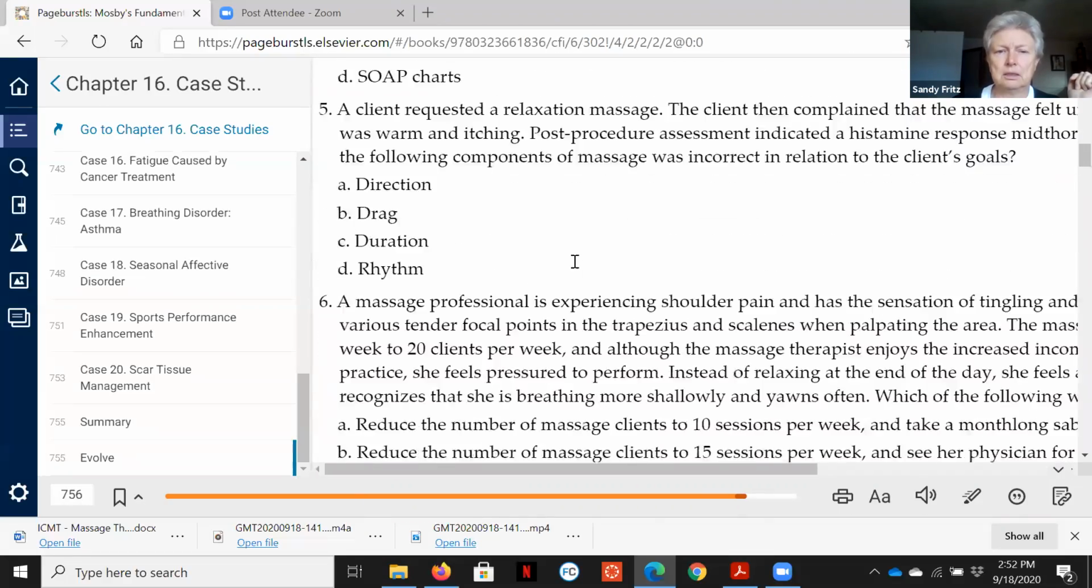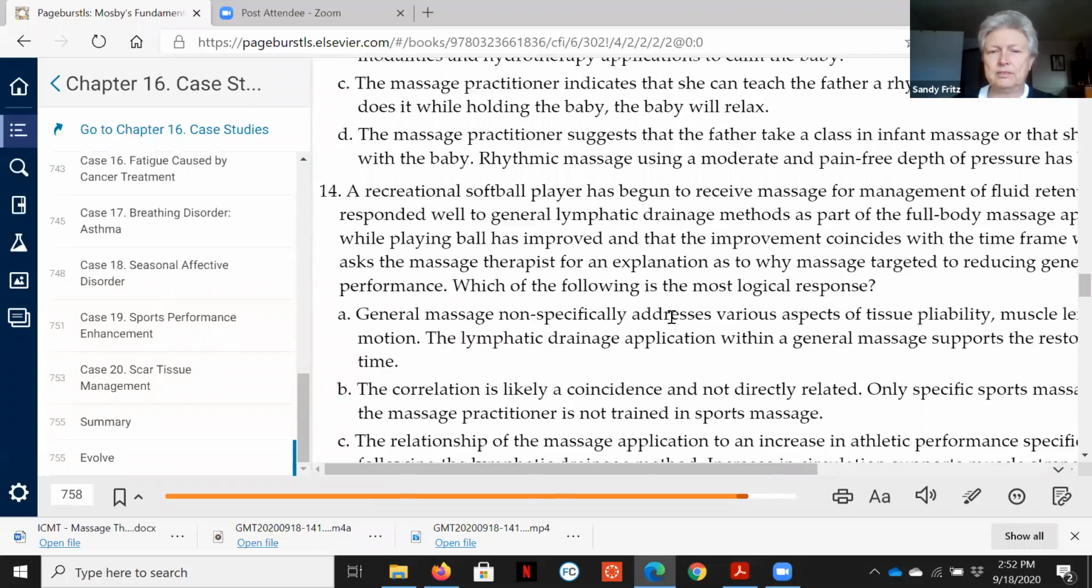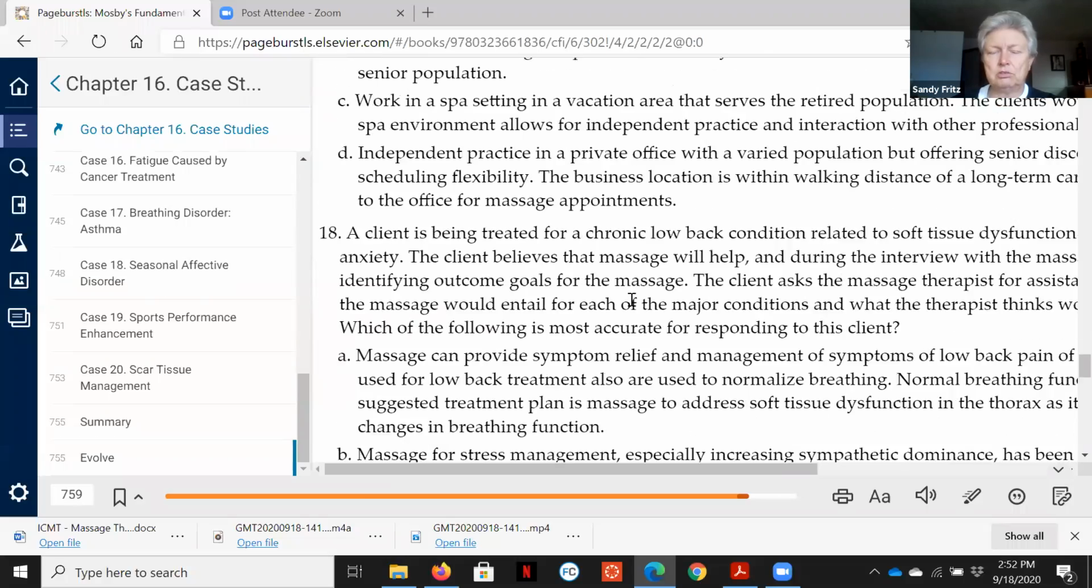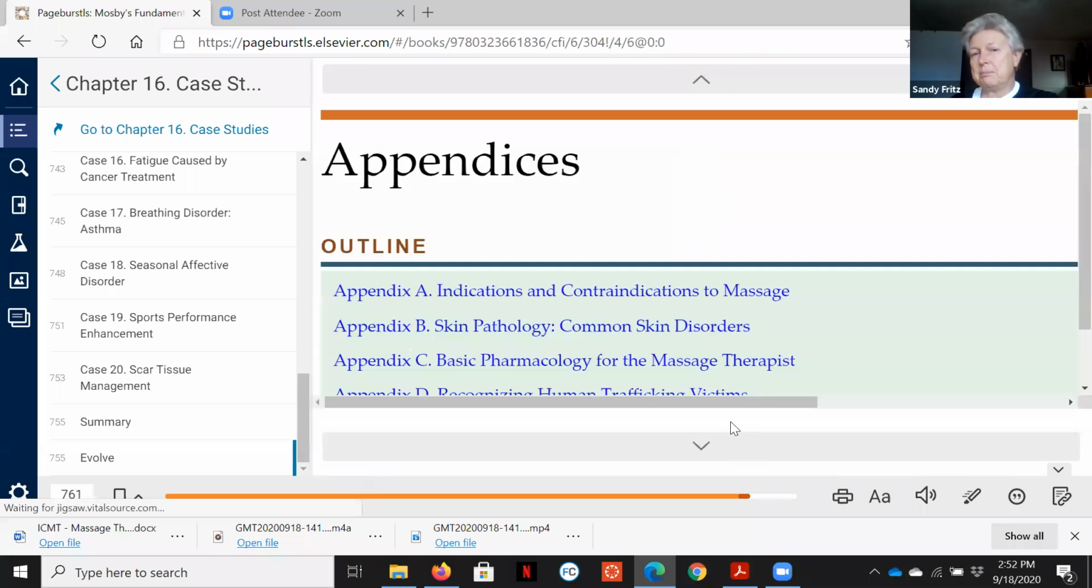And this type of content lends itself to that clinical reasoning and synthesis. So you're going to see that you've got more of those types of questions than you would maybe in the medical terminology section. So then at the end of this, what I want to do is also go over the appendices here.